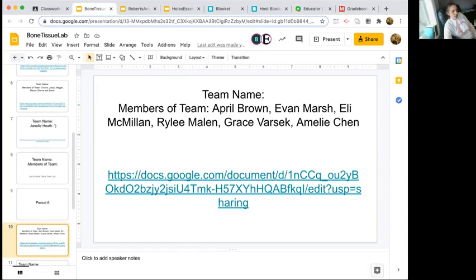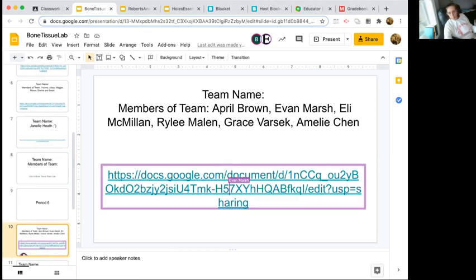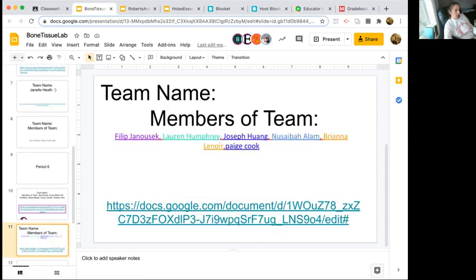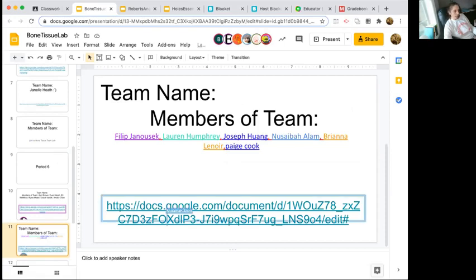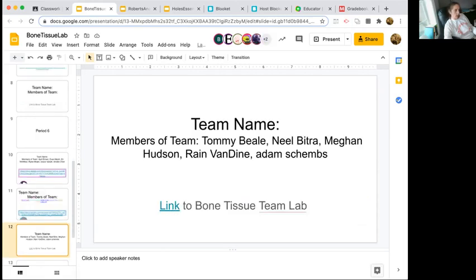So your document's right there. So if you are not getting your flip grid basically done right now, then you are the one entering data for your team. So they will be shouting out things like the mass, what does it feel like, what does it look like, and you're going to record that for your team. And the other team was Philip, Lauren, Joseph, Nusa, Brianna, and Paige, same thing. So just take a look at who has their video on and is sharing their bone and who is not. All the people who are not should be adding in data to the document. And then it says Tommy, Neil, Megan, Rain, and Adam.